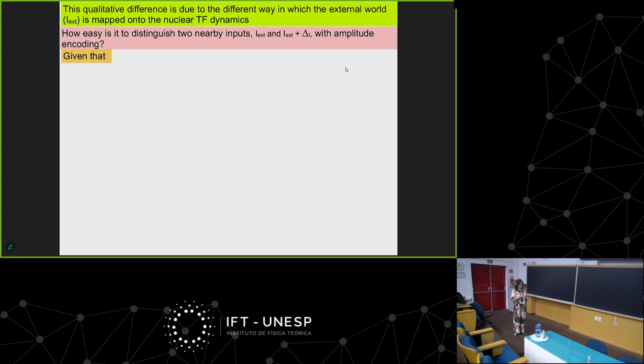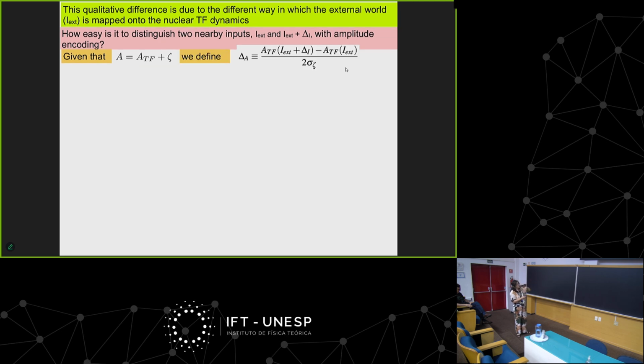So one thing that we asked was, this is an analytic calculation that is not very complicated, but that shows the qualitative differences between the two types of encoding. And so we asked, what happens if we take two stimuli that are very close together, differing by delta I? How well does the first step in the encoding, the first step that goes from the external stimulus to the transcription factor, distinguish those two stimulus strengths? And so in the case of amplitude encoding, we have a mean plus Gaussian noise.